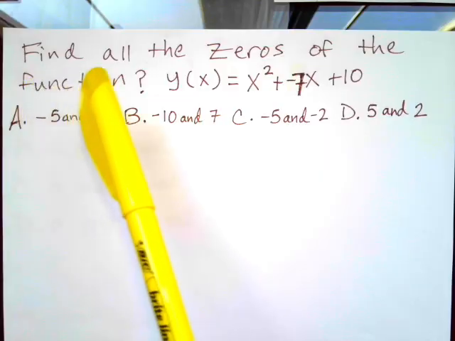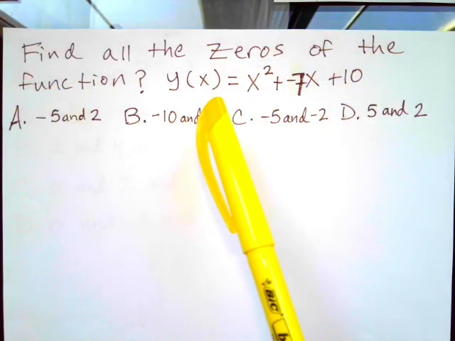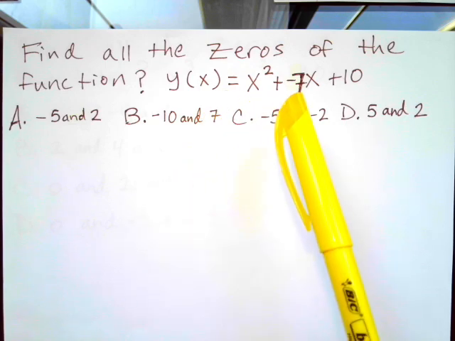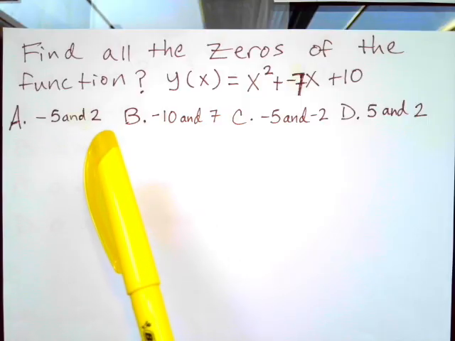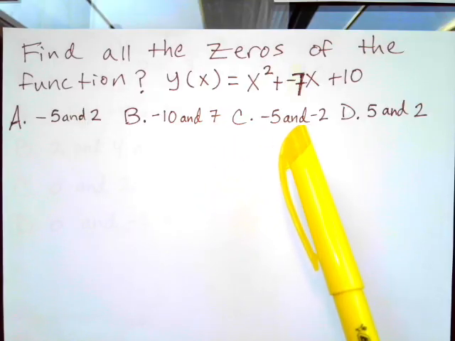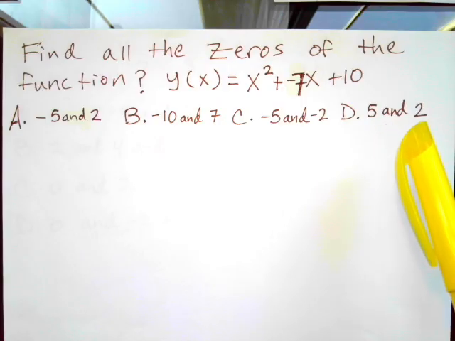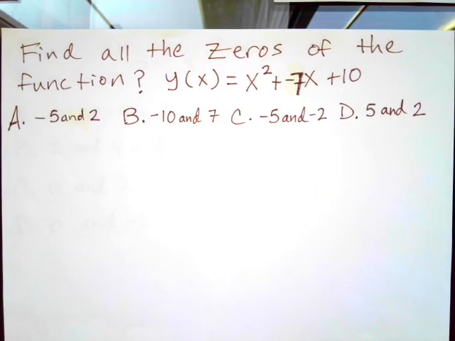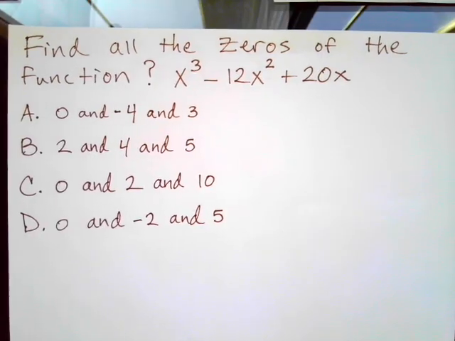All right, find all the zeros of the function y of x equals x squared plus a negative 7x plus 10. So you have options A, negative 5 and 2. Option B, negative 10 and 7. Option C, negative 5 and a negative 2. And option D, 5 and 2. So that's question number 2. Again, I'll be going over these in detail at the conclusion of the skills review videos.